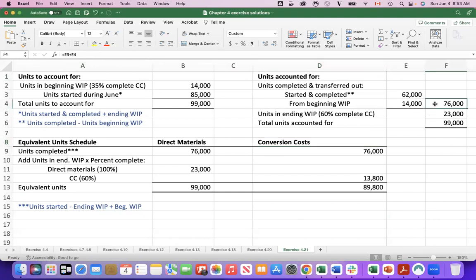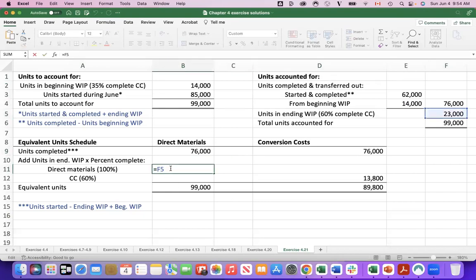The actual amount was 76,000. So the theoretical amount for direct material equivalent units completed is going to also be 76,000. Same for conversion costs. Then we have to look at ending work in process units and what is the equivalent unit measure there. We had actually 23,000 units in ending work in process. Since material is added at the beginning of the process, those are going to be 100% complete with respect to direct material. So it's going to be the same, the 23,000. You can go times 1. We can obviously get 23,000.